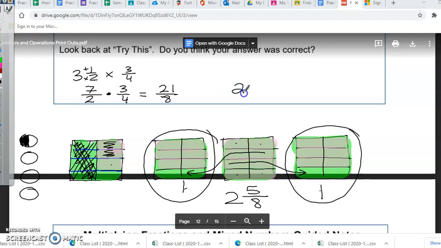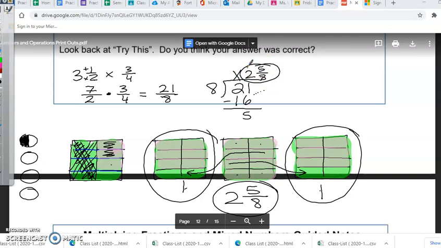So 21 divided by 8. I know 8 times 2 is 16, 8 times 3 is 24. So 8 times 3 is too big, so we're going to do 8 times 2, 16. 21 take away 16: 16, 17, 18, 19, 20, 21. When I subtract, I get 5 over 8. And that, my friends, was the answer that we got.